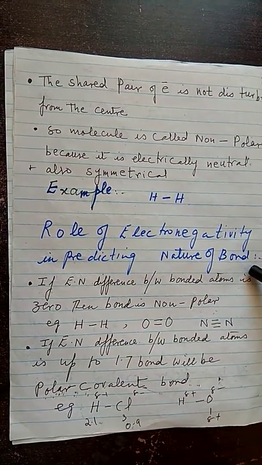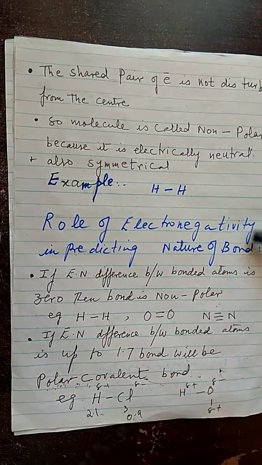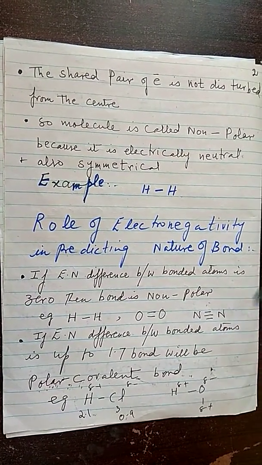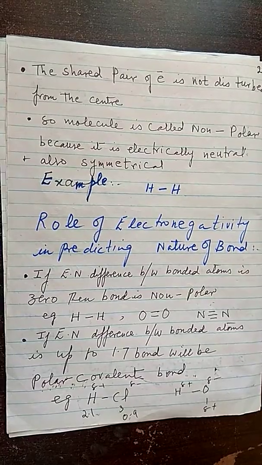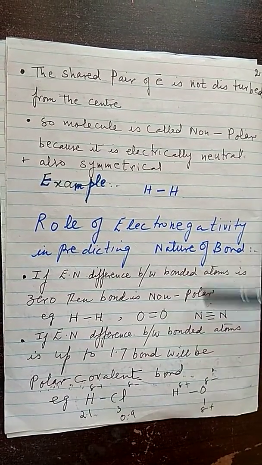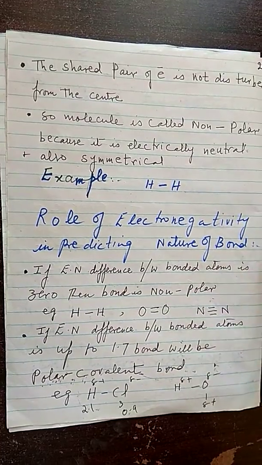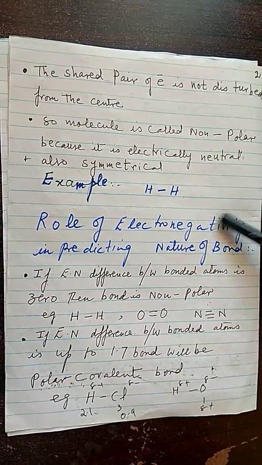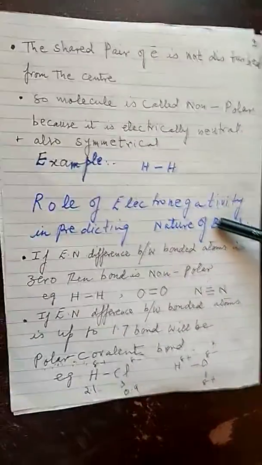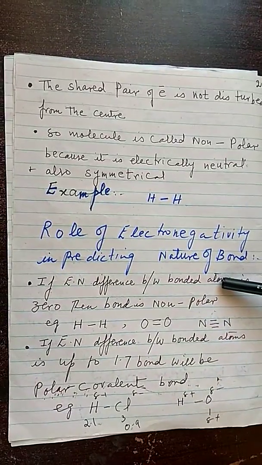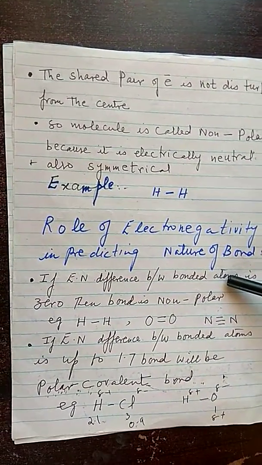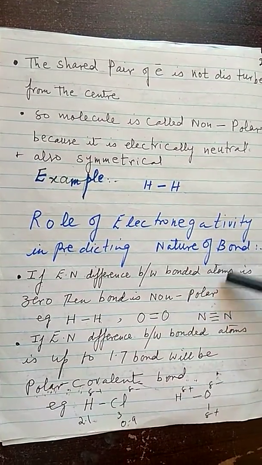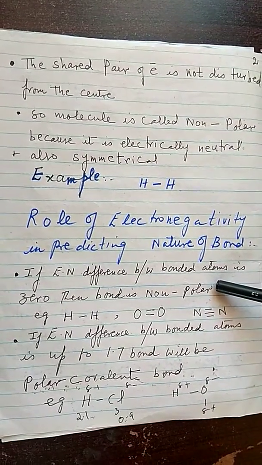Now, another topic is the role of electronegativity in predicting the nature of the bond. Electronegativity, again, you know, is the ability of an atom to attract the shared pair of electrons in the molecule. Now, these electronegativity values were calculated by the scientist Linus Pauling. So, by taking the difference of electronegativity between the atoms which are combining, we can find out the nature of the bond. What kind of bond will be produced by knowing the difference of electronegativity between the two bonded atoms. Right?